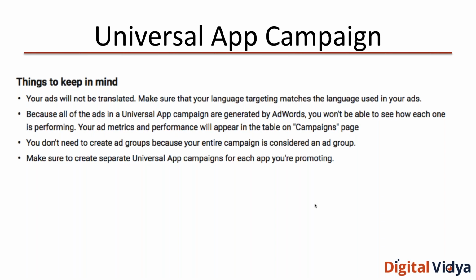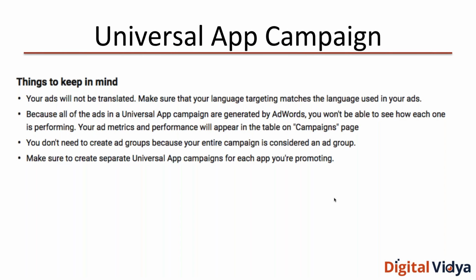So like how you saw the app promotion campaign on my campaign page, at that level you can see the performance: how many conversions, how many installations, how many impressions, how many clicks, all these things you can see. And then there is no concept of ad group. That is another major distinction of this campaign type. So the entire campaign itself is considered to be one ad group.